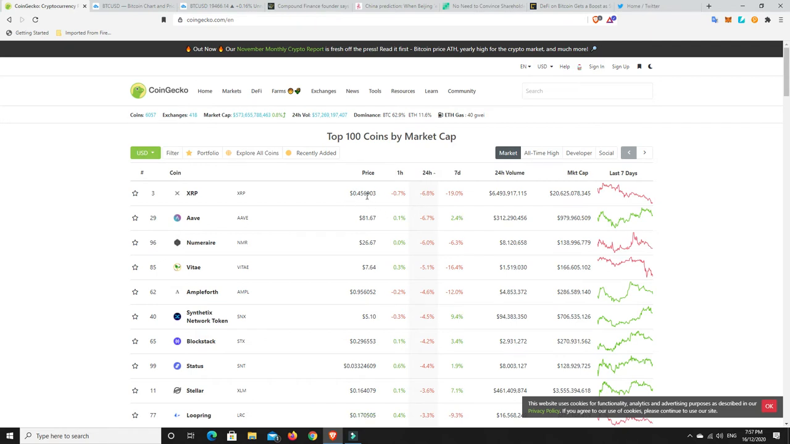And XRP, again, I did say I'd be looking to buy some more between 40 cents and 45 cents. I think it is possible it goes into the 30s, but I would be surprised if it goes below 35 cents. I don't even think it'll go that low. But look, again, that's more a guess.